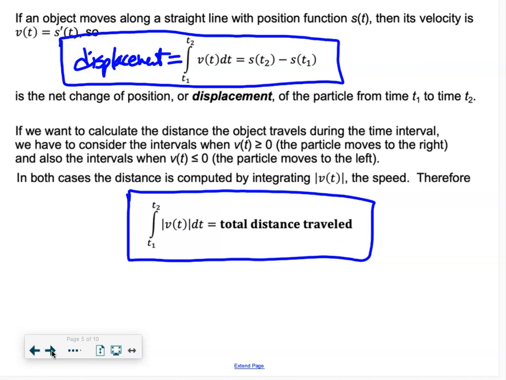Velocity, remember, is the rate of change of the position. So since velocity is the rate of change of your position, then the definite integral of velocity is the position at time 2 minus the position at time 1, or the net change in your position. What is a word for net change in position? Displacement. So the definite integral of velocity gives you your displacement. It's how far you are from where you started, basically. Net change in your position.